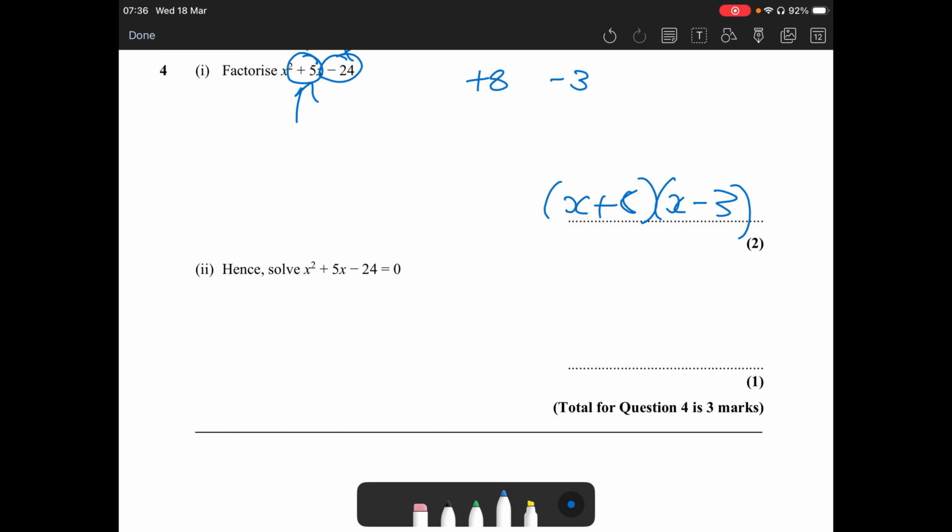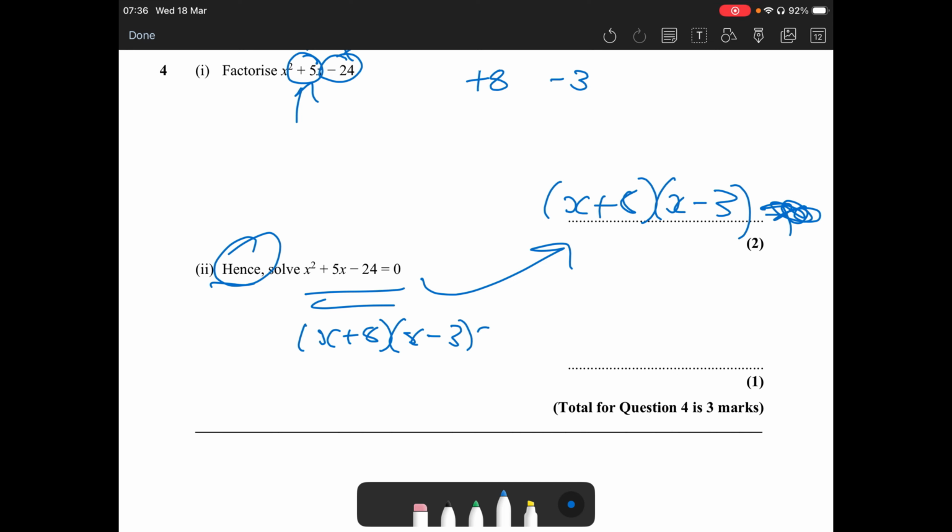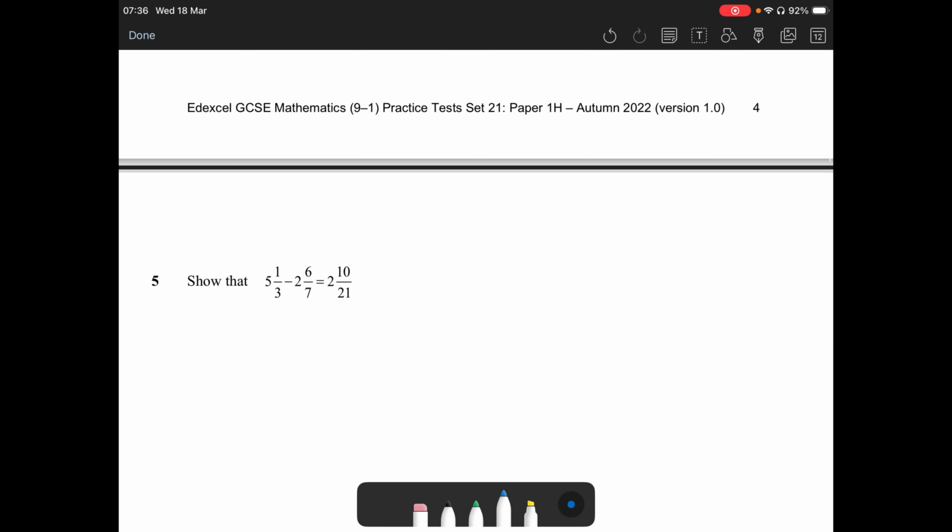Right, solving that, hence, any question with hence means part A will greatly help you. Right, remember, what this is saying is that it equals 0. So remember, how do we make each bracket 0? Well, this one, x would have to be negative 8, and this one here would have to be positive 3. So the answers are minus 8, or 3. Moving on, right, we're doing this quickly today.